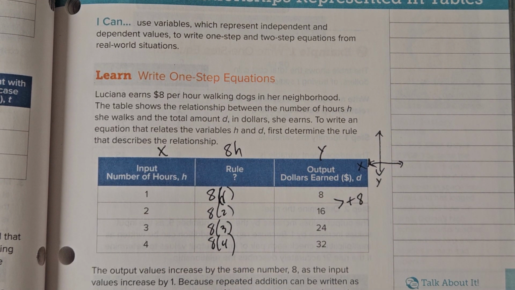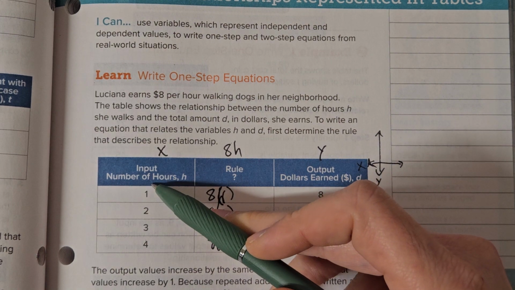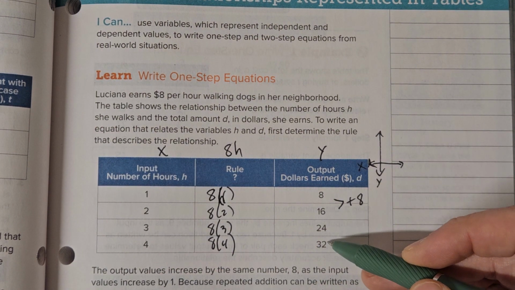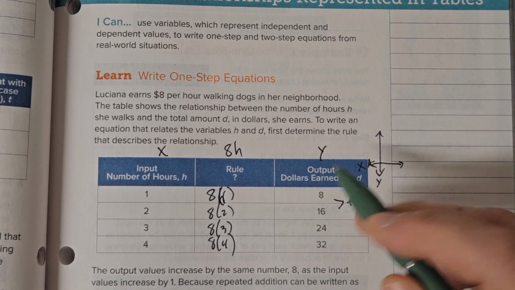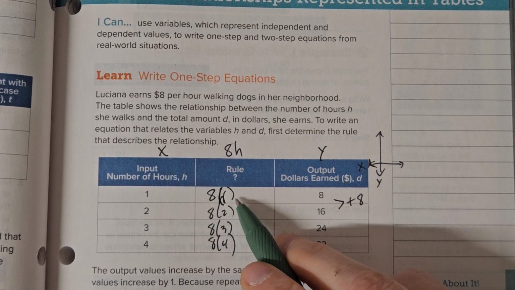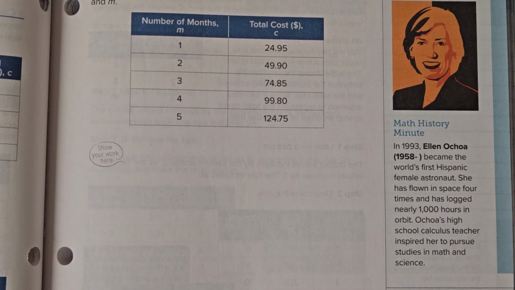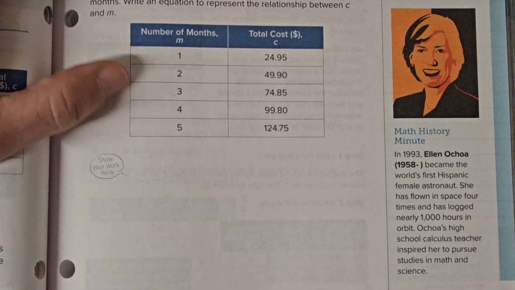So this was an easy one. Again, does your input column go up by 1? Yes. Then how much do these go up by? 8. Then you take 8 times that variable, and that is your rule. But you know, they're going to get harder, so let's do that. Ooh, let's try this one.